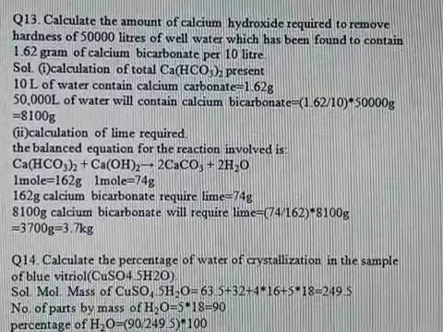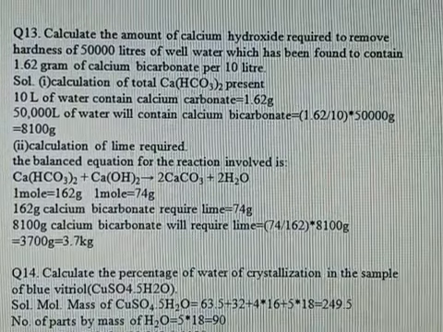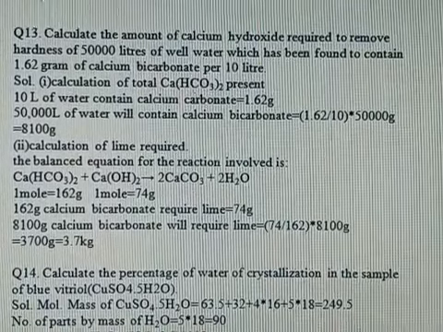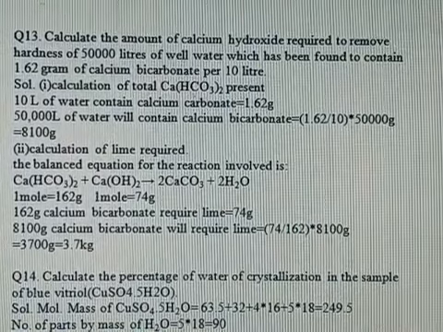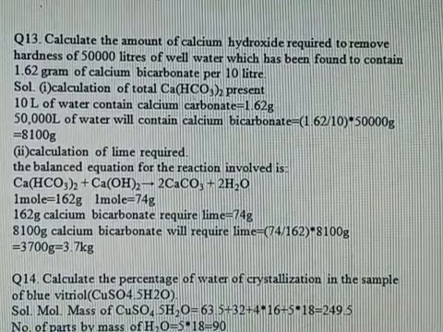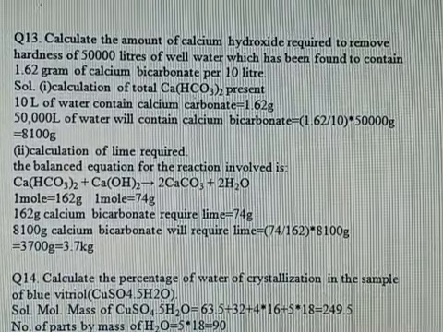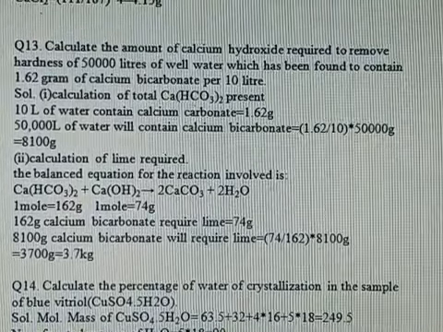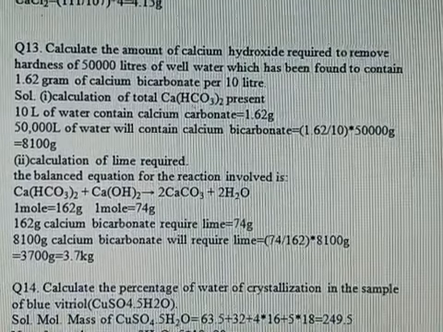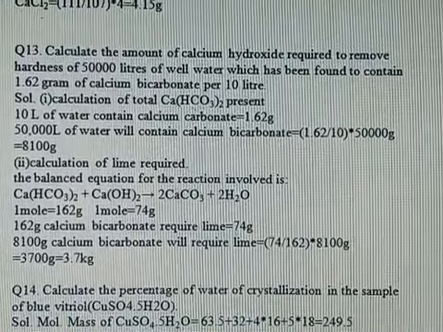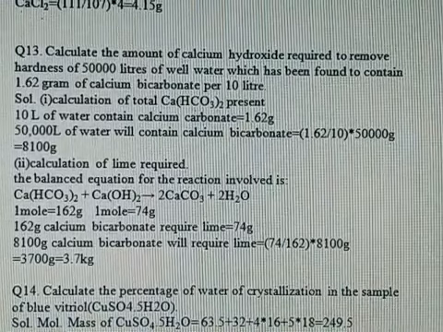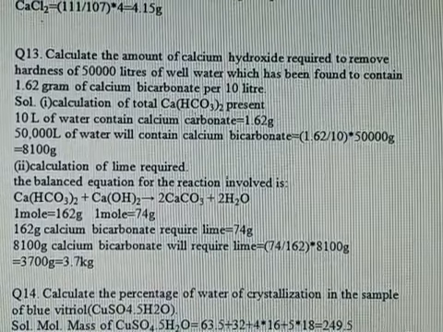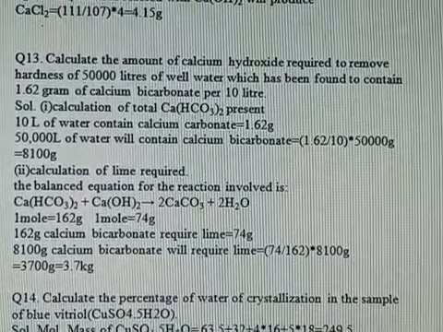Now question number 13 is: calculate the amount of calcium hydroxide required to remove hardness of 50,000 liters of well water which has been found to contain 1.62 gram of calcium bicarbonate per 10 liter. You see, calcium bicarbonate is present in water which causes hardness, and we are using calcium hydroxide here to remove the hardness of water. In this question it is given that 1.62 gram of calcium bicarbonate per 10 liter is present.